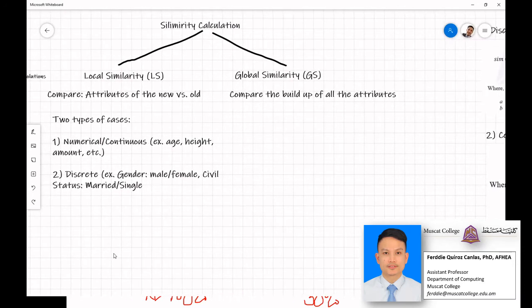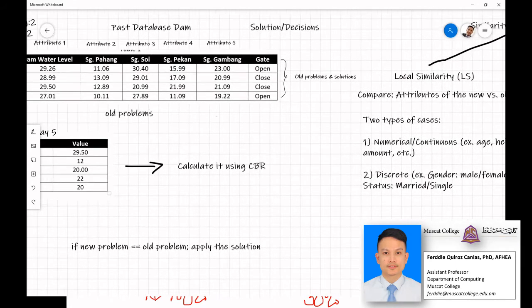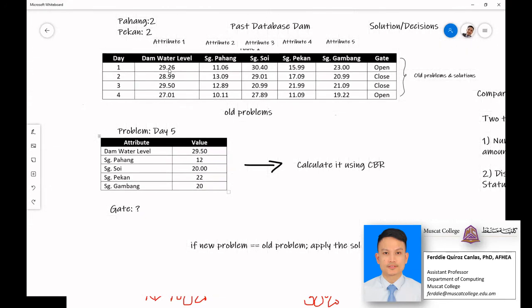Last time, which is yesterday, we discussed that in the similarity calculation, CBR is using 2. Okay? We compare first the local similarity, and then we compare the global similarity. When we say local similarity, we want to compare the attributes of the new versus the old. Meaning, in this example, how similar is this to this? How similar is this to this? That's why we call it local similarity.